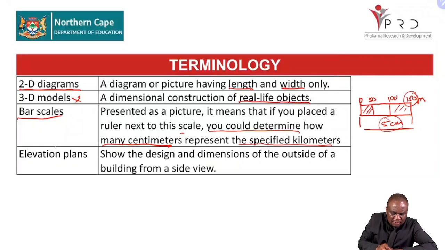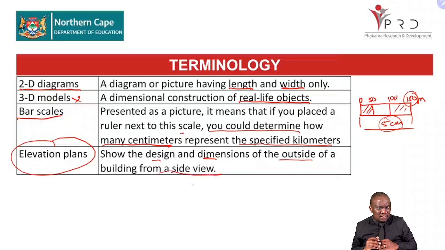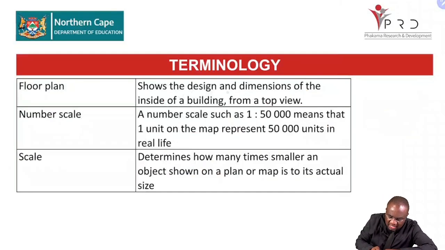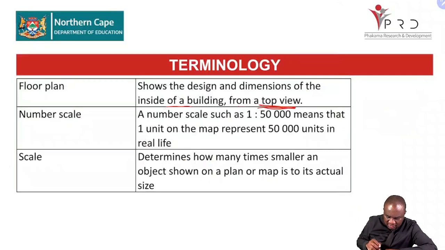And then elevation plans, that's what we're learning about today. These show the design and dimensions of the outside of a building from the side view. If you look at the classroom from the side, what do you see? And which side is it? Is it the southern side, northern side, eastern side, western side? Okay, right? A floor plan shows the design and dimensions of the inside of the building from the top view. From the top, you see the dimensions and the structure of the buildings.